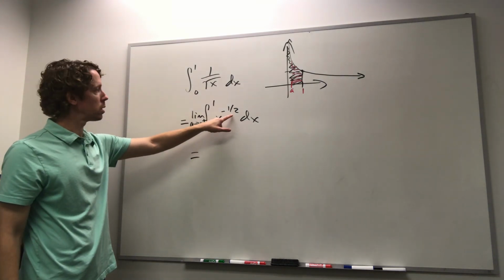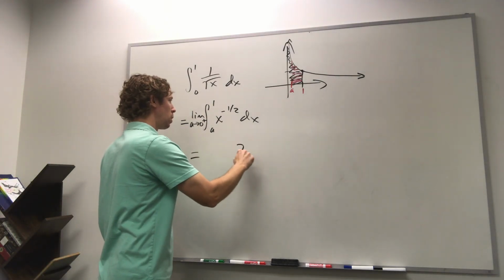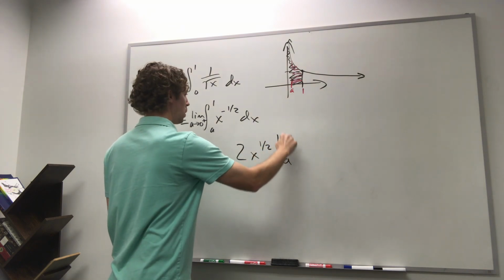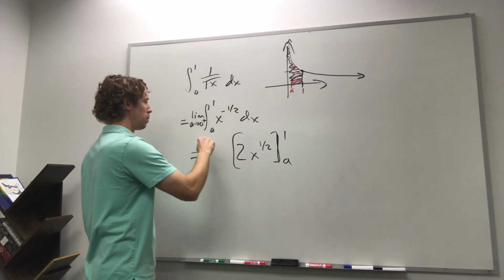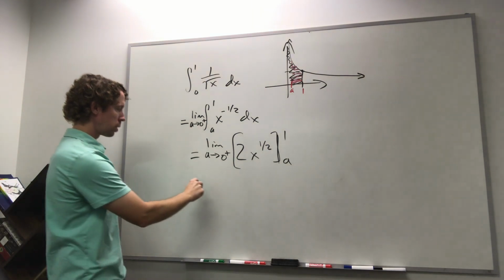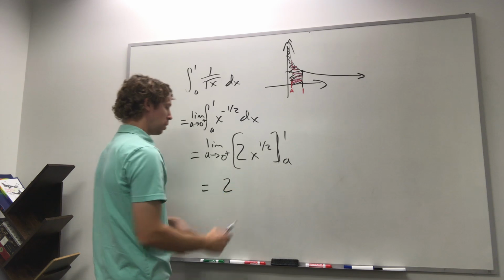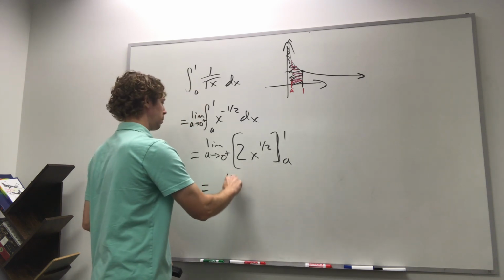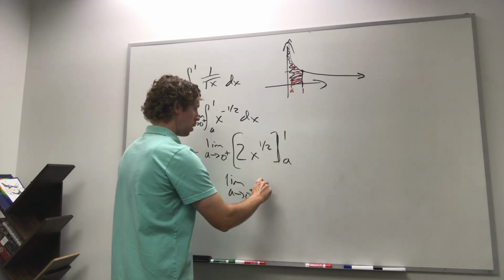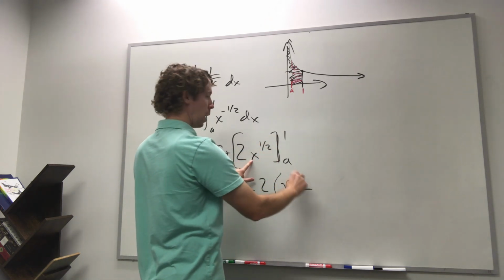So I add 1 to this, I get 1/2. When I divide by 1/2, I'm multiplying by 2. So this is telling me I've got 2 times, well, let me write down the limit again. Limit as a goes to 0 from the right, 2 times, and then I got the square root of 1 minus the square root of a.